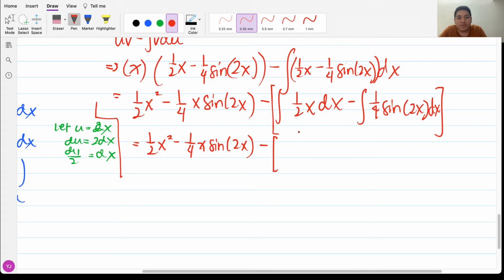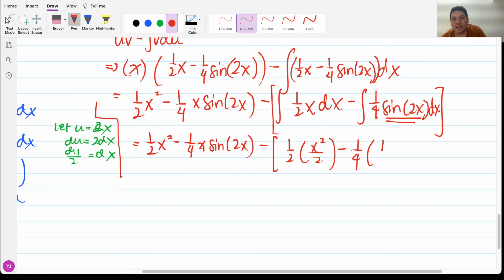Okay, so that would be the integral of x. So that would be 1 half x squared all over 2. And I have minus here, factor out 1/4. Again, u substitution for sine of 2x. If we get the integral of that, that becomes what?